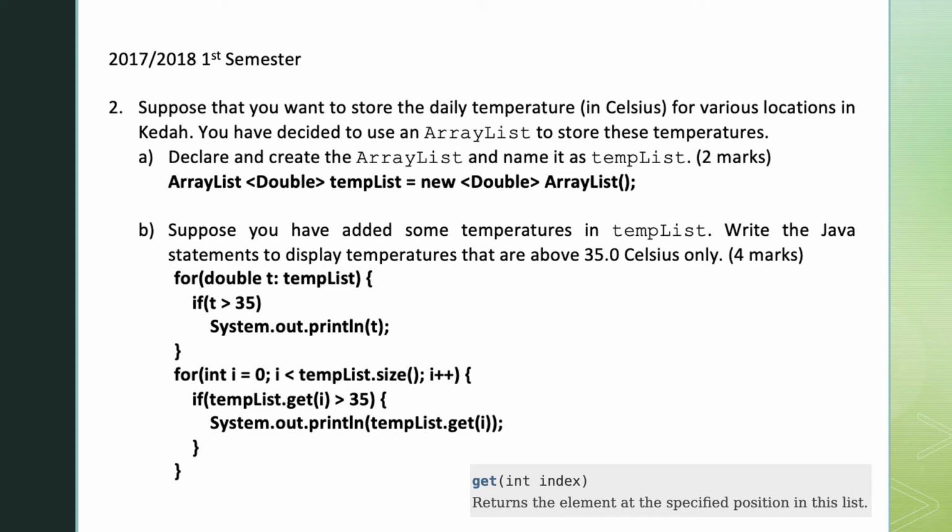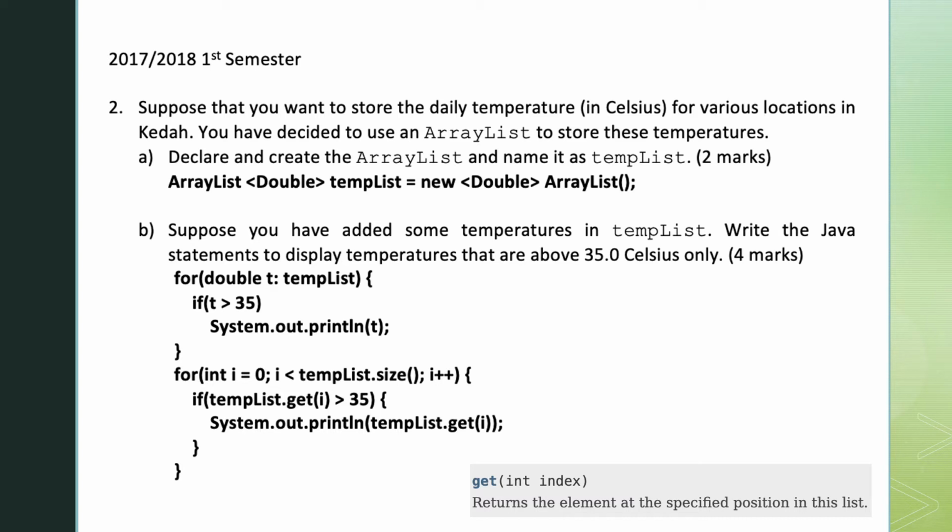Question number 2. Suppose that you have to store the daily temperature in Celsius for various locations in Kedah. You have decided to use an array list to store these temperatures. The first question: declare and create the array list and name it tempList. You would write it as ArrayList, the element type is Double, and then the name of it should be tempList equal new ArrayList<Double>.